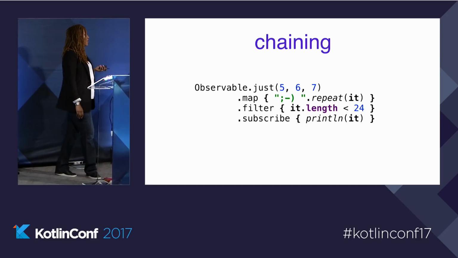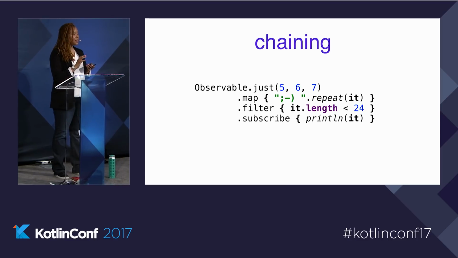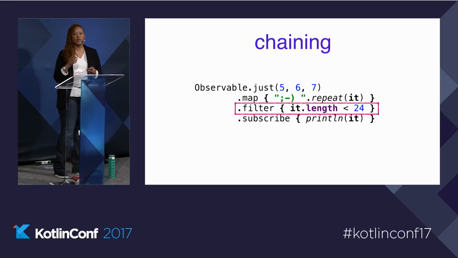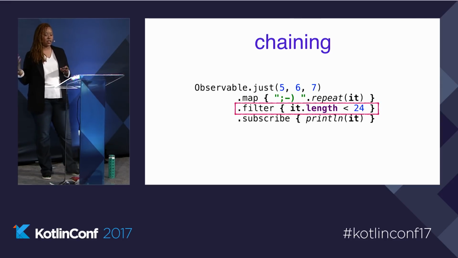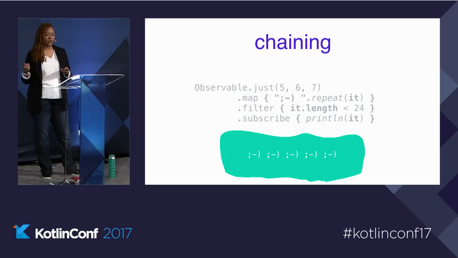Let's look at another thing RxJava does, chaining. We took our same exact code, but this time we chained in a filter operator. This is going to impact the output of our RxJava stream. So instead now we're just going to get one row of winky emoji.